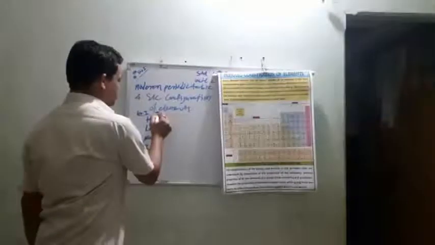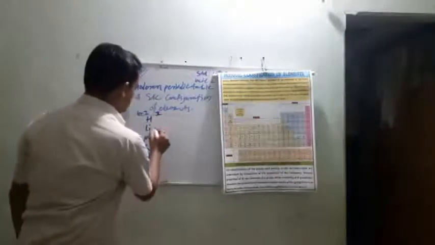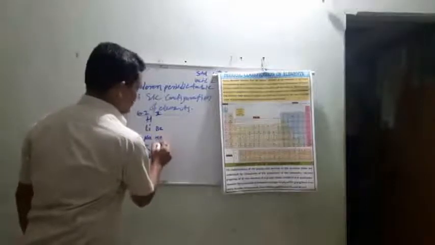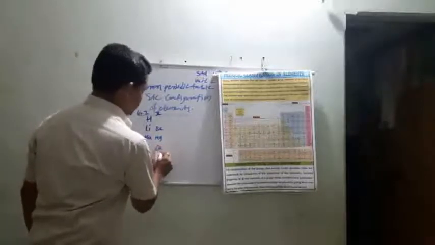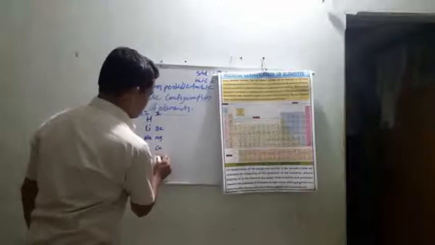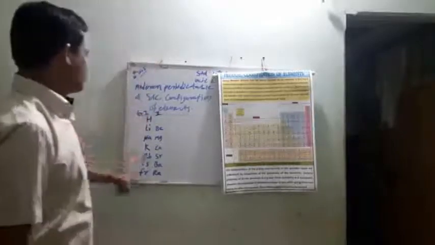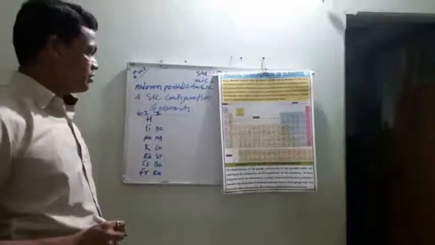Now in group second: beryllium, then magnesium, calcium, strontium, barium, and the last one is radium. So these are the elements present in group first and second.